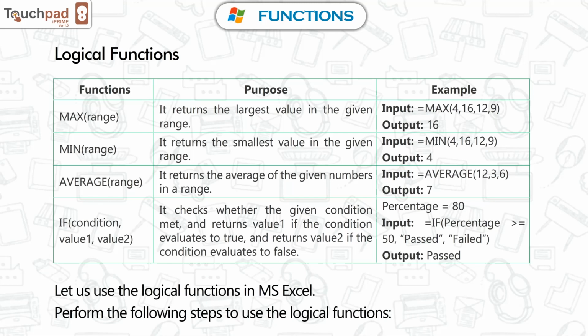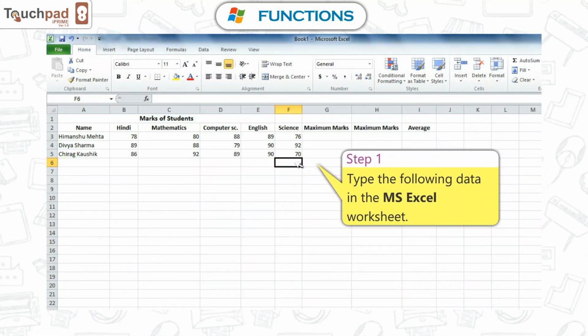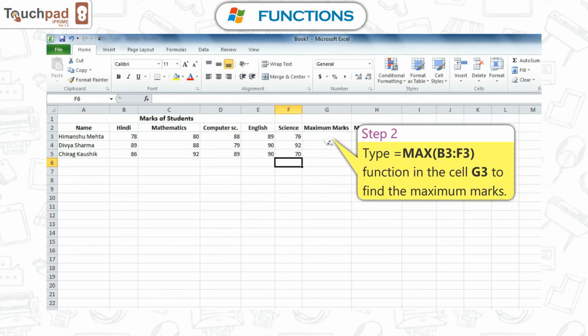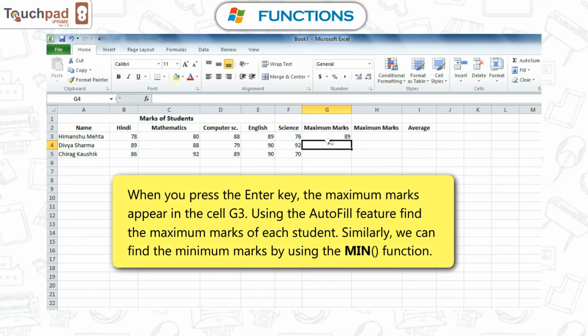Perform the following steps to use the logical functions. Step 1. Type the following data in the MS Excel worksheet. Step 2. Type the =MAX(B3:F3) function in the cell G3 to find the maximum marks. Step 3. Press the Enter key from the keyboard. When you press the Enter key, the maximum marks appear in the cell G3. Using the autofill feature, find the maximum marks of each student.